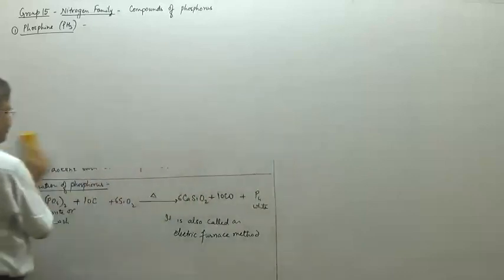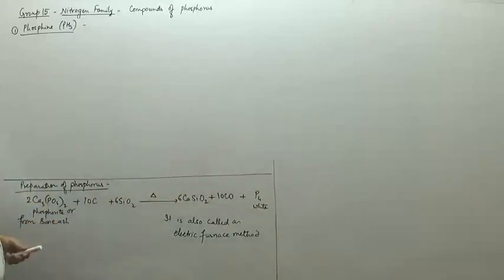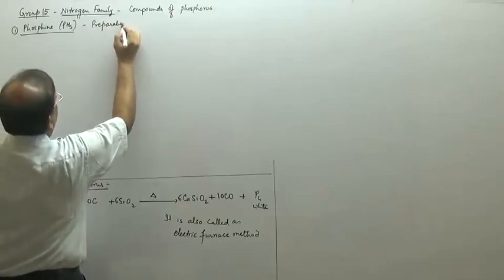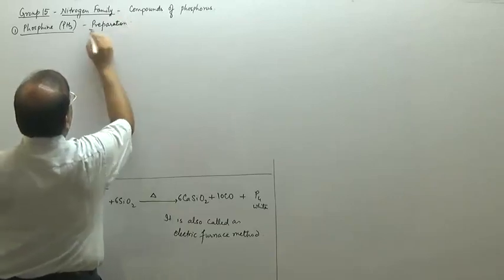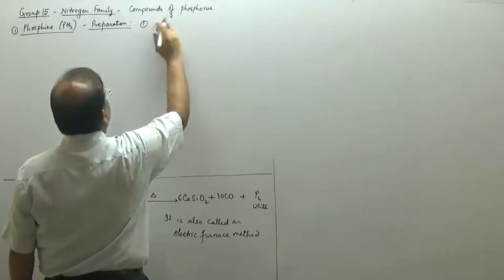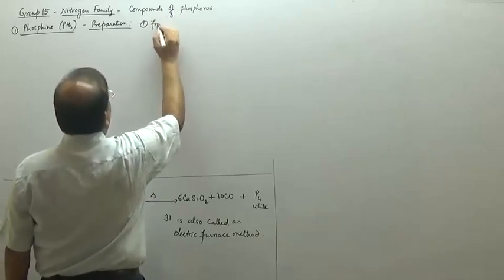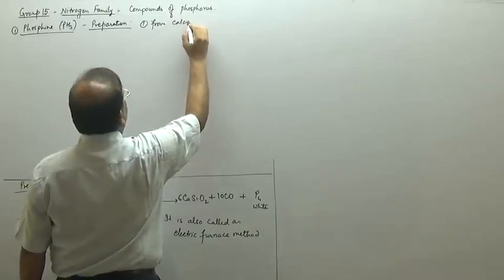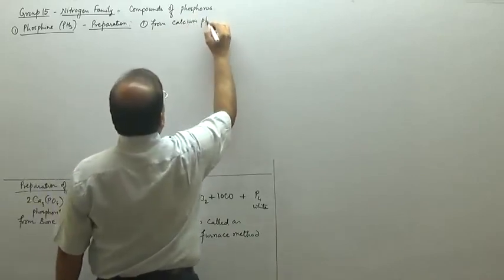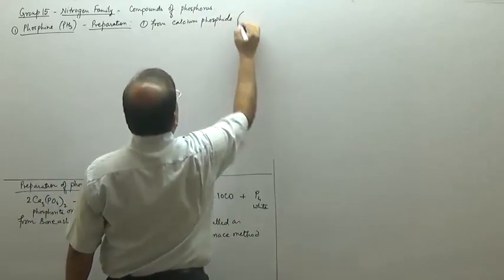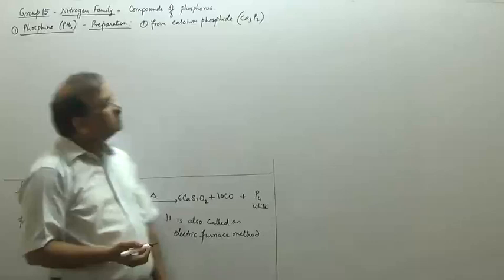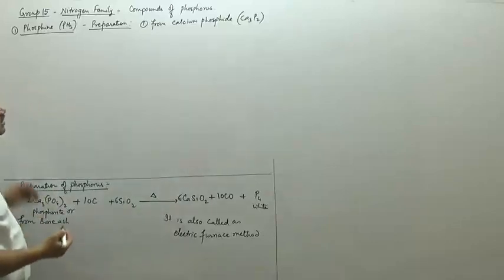So let us check the preparation methods of phosphine. One is by hydrolysis of phosphides, from calcium phosphide, because calcium phosphide can easily exist in nature or be formed. The calcium phosphide is Ca3P2.